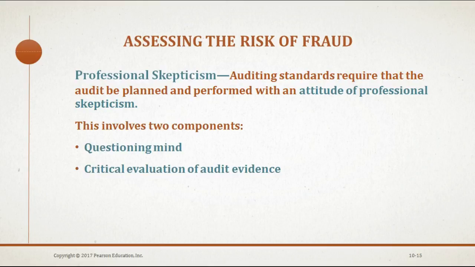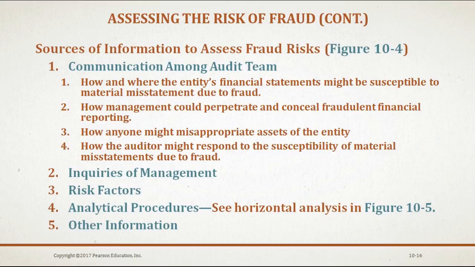The audit engagement team should evaluate the reasons for material misstatement, determine whether it was intentional or an act of fraud, and consider whether other such misstatements are likely to have occurred. Auditing standards require the audit team to conduct discussions to address how and where the entity's financial statements might be susceptible to material misstatement due to fraud, how management could perpetrate and conceal fraudulent financial reporting, how anyone might misappropriate assets of the entity, and how the auditor might respond to the susceptibility of material misstatements due to fraud. Auditing standards also require that the auditor make specific inquiries of management about fraud in every audit.